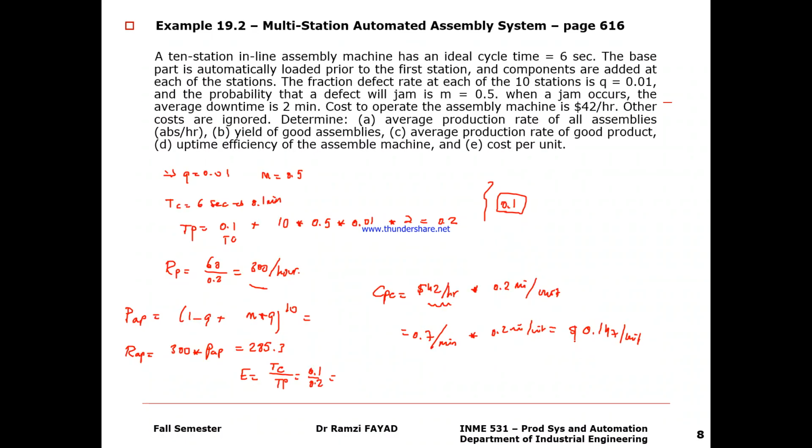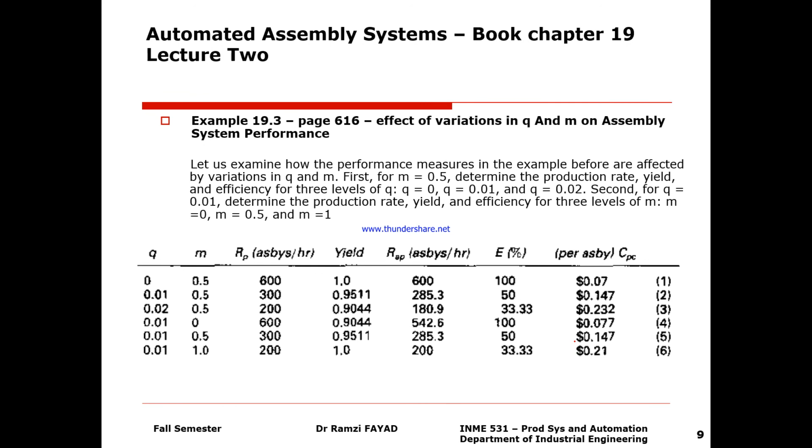Another example. Let us examine how the performance measures from the previous example are affected by variation in Q and M. If M equals 0.5, determine the production rate, yield, and efficiency for three levels of Q: 0, 0.01, and 0.02. Here Q is the defective rate and M is the jamming rate. So if the defective rate is 0, how often does it jam the system?